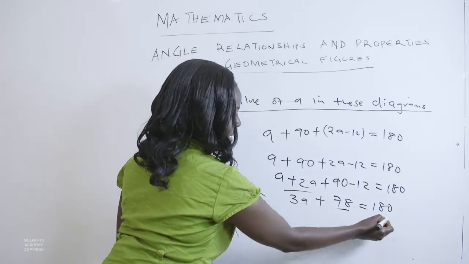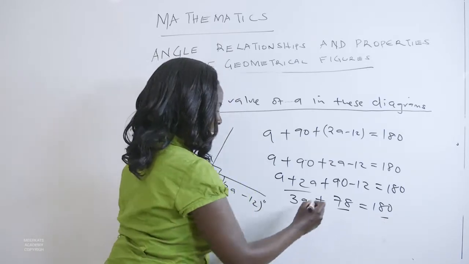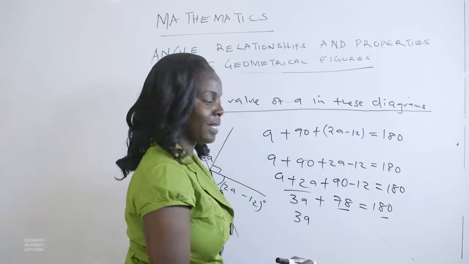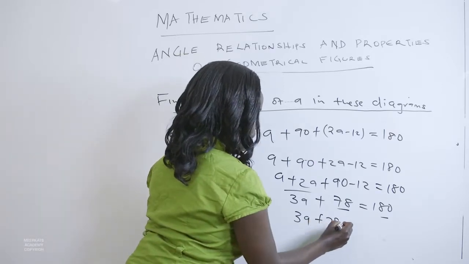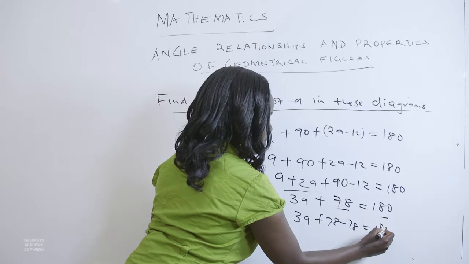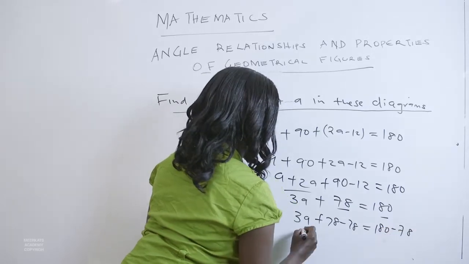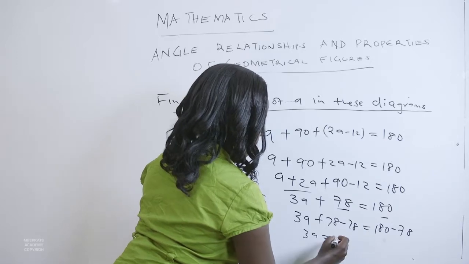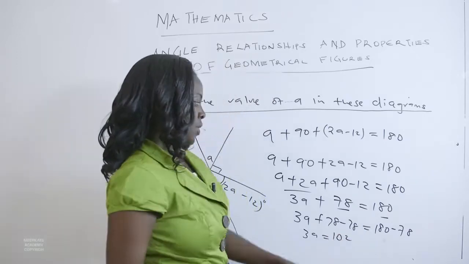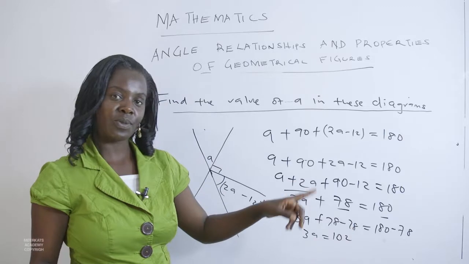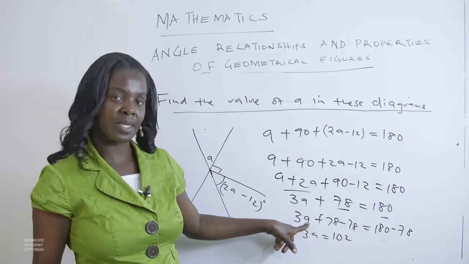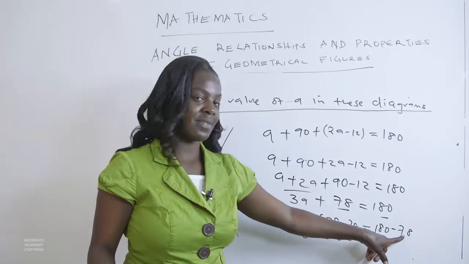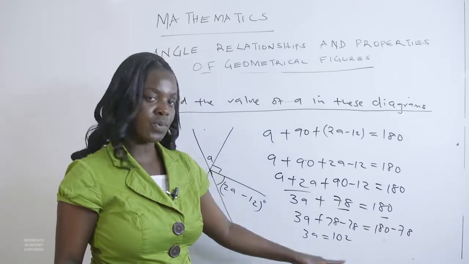So 78 and 180, those are numerals. We can take them to the same side. If we subtract 78 and 78, that will give us 0. We'll remain with 3A on this side. Then 180 minus 78, we have 102.